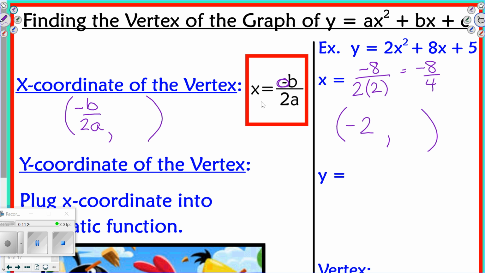Did I need a calculator there? No. Stop being so calculator dependent. Sometimes it's just easier to do it in your head. All right, so now we got to find the y part, right? I need the other part of my ordered pair. Take that, and we're going to plug it back into the equation.